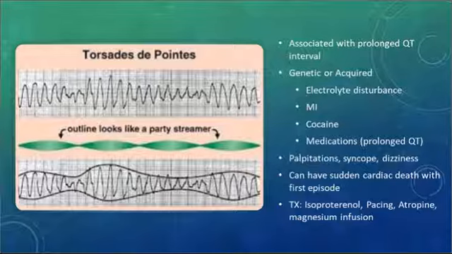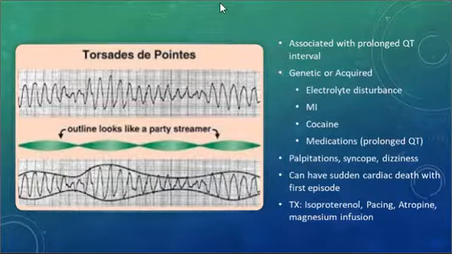Torsades. This is a type of VTAC. It's kind of a bizarre VTAC, where you notice there is VTAC that's very regular, and there's VFib that's just a fibrillation of the ventricle. The torsades is a rhythm like a party streamer, often due to cocaine, myocardial infarction, or common causes, or medications such as lidocaine and amiodarone that can prolong the QT might cause somebody to go into a torsades.